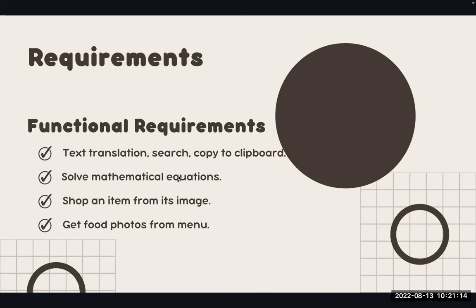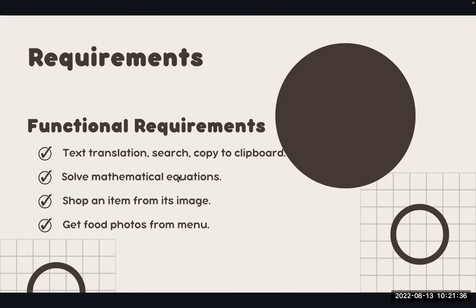Third, very commonly used, is shopping for an item from its image. If you find a jacket which is looking cool, somebody is wearing that, you can open your Google Lens app, scan that jacket, and then Google will show you matching items available on Amazon, Flipkart, and other websites, and you can check out its rate. And if you want, you can buy them.